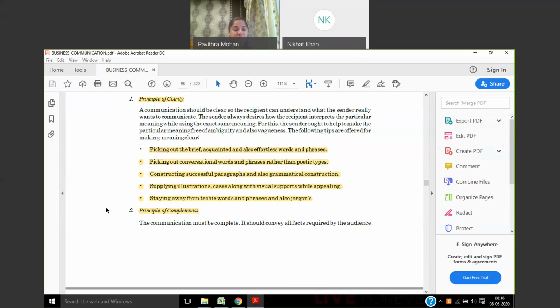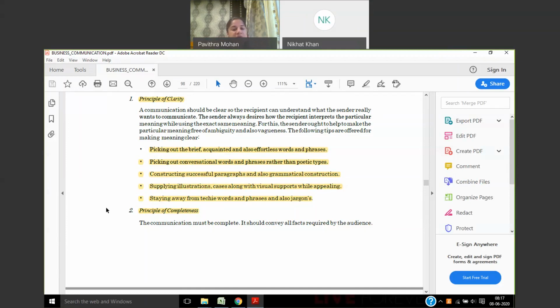Then supplying illustrations and cases along with visual supports while appealing. It becomes important when I'm giving certain instructions. Maybe if you become a CS, you will also appear in front of tribunals, that is NCLT and respective tribunals, as a corporate lawyer. When I'm going for a particular case hearing, I will say, this is a particular case which has come across to me, and this is the judgment given in that case. Can we take this case as an illustration and use the same for this case also? Because the points are similar. Whatever happened in case A is the same in case B also. Can we use these cases? This is also a method which can be used.